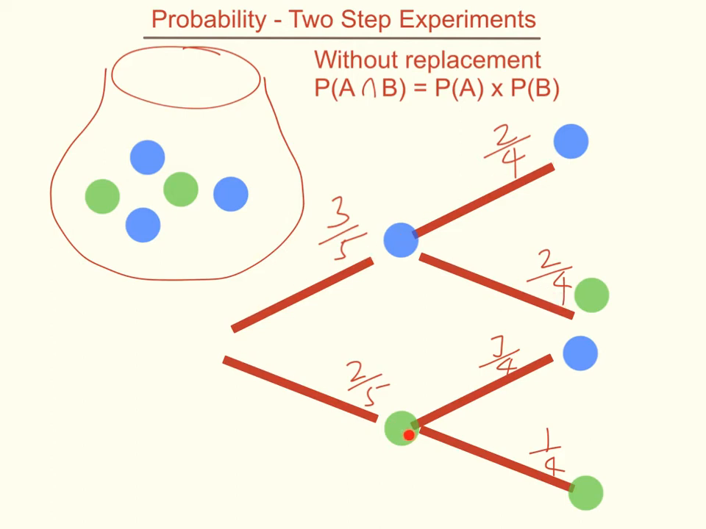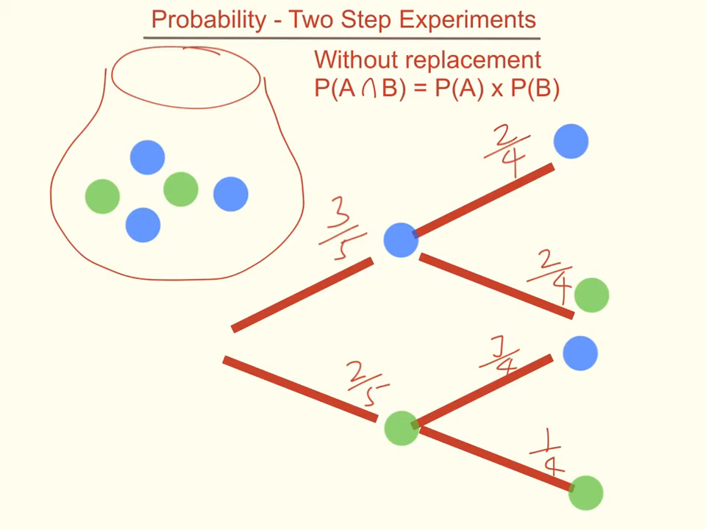If I take a green out the first time, there are 5 beads and there are 2 greens, so there's 2 chances in 5. After that there's 1 green less. So that means I'll still have 3 blues out of the 4 that are left, but only 1 green left. So the probabilities when you don't replace the beads change. And of course, the end result is that the probabilities for blue and then another blue, or blue and then a green, are different than in the previous slide.